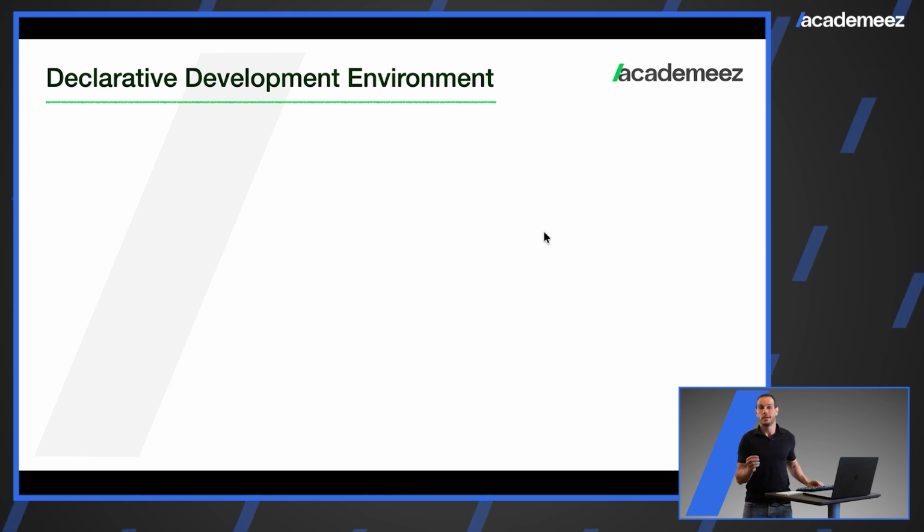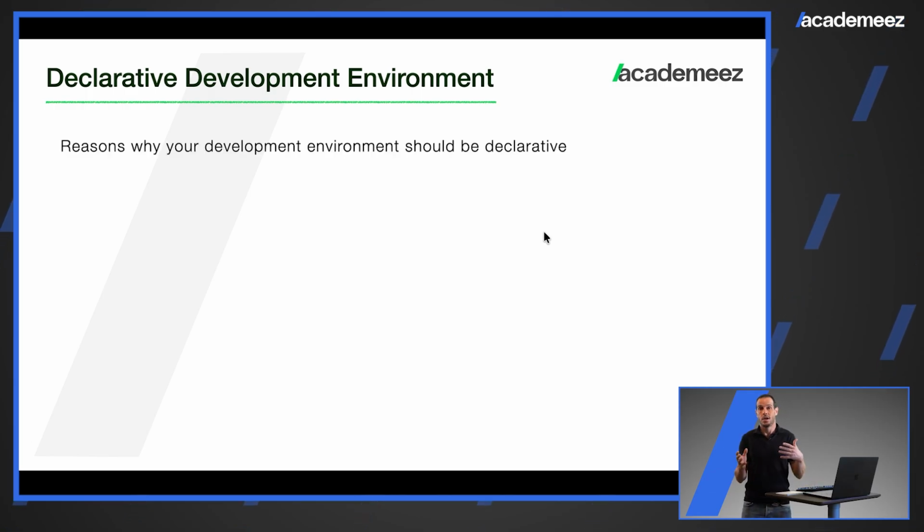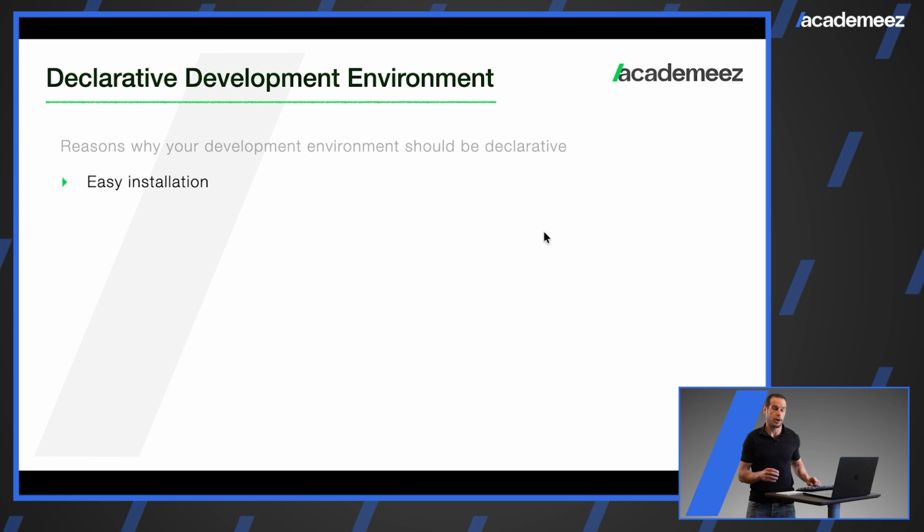Now, why is it important to have a declarative development environment? We simply could install the tools that we mentioned, like OpenTofu and Terragrunt, and just start working. So the question is, why do we have to take that extra step to define our development environment instead of just jumping ahead, installing all the necessary tools and starting to code? So, reasons why your development environment should be declarative.